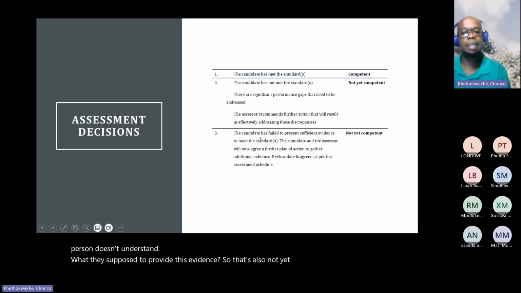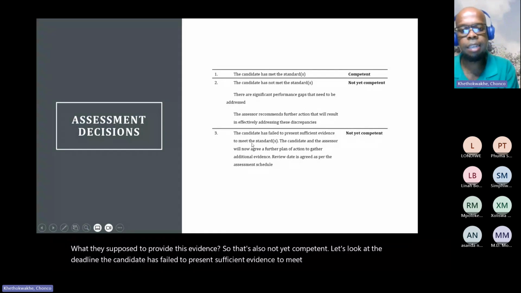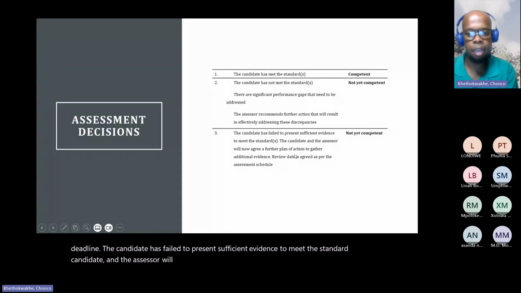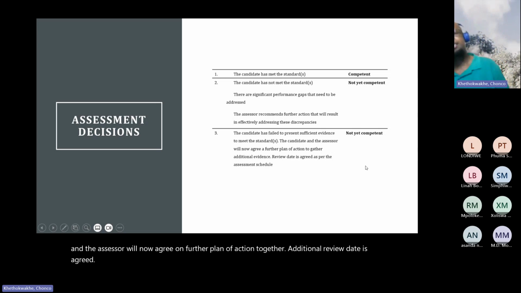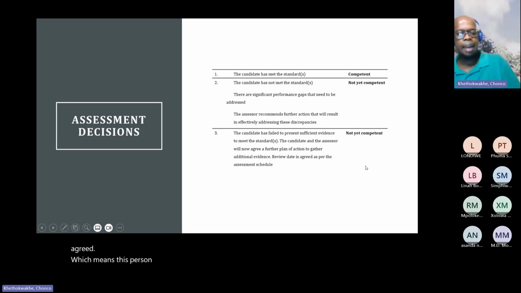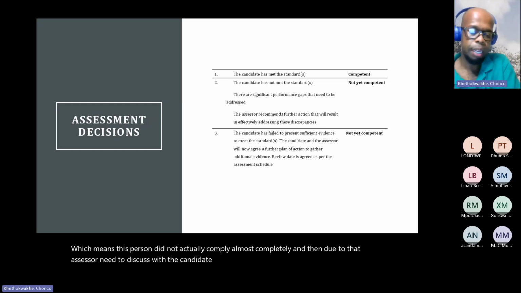Let's look at the third one. The candidate has failed to present sufficient evidence to meet the standard. The candidate and the assessor will now agree on a further plan of action to gather additional evidence. The review date is agreed as per the assessment case, which means this person did not actually comply almost completely, and then due to that, the assessor needs to discuss with the candidate when can you do that.